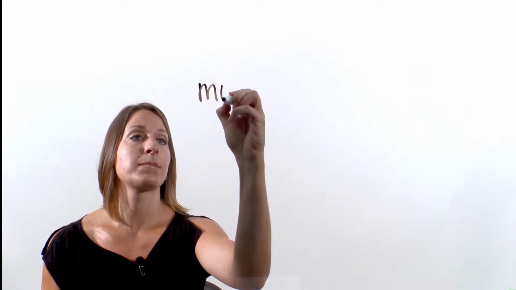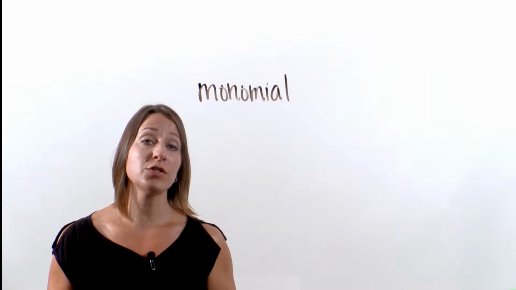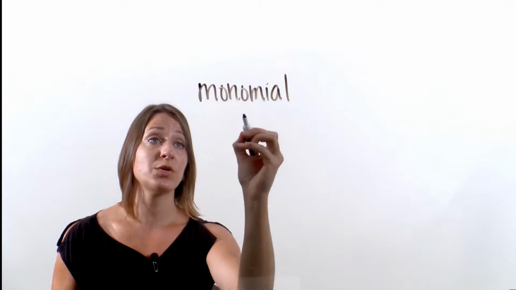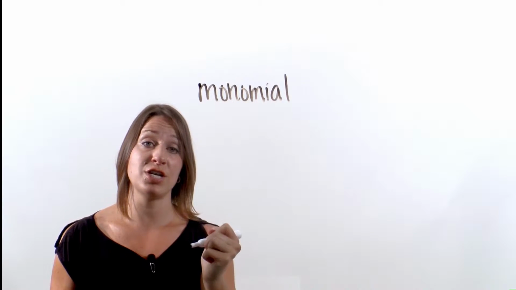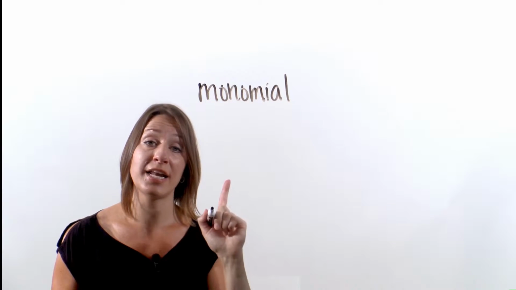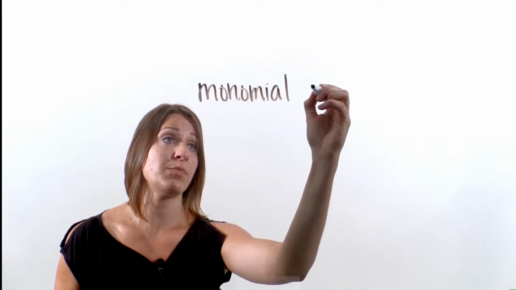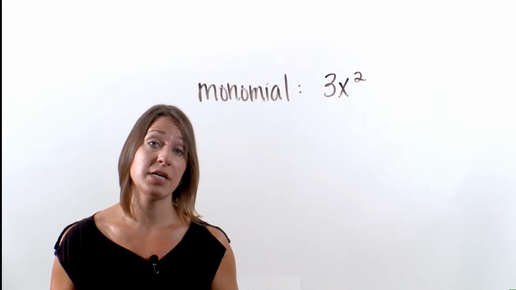A couple other things that I want to talk to you about when it comes to polynomials. There's a couple different words that are associated with the word polynomial. The first one is monomial. Notice that the root word nomial has stayed the same, but our prefix has changed. Monomial means it is a polynomial that has only one term. So for example, 3x squared is a monomial.